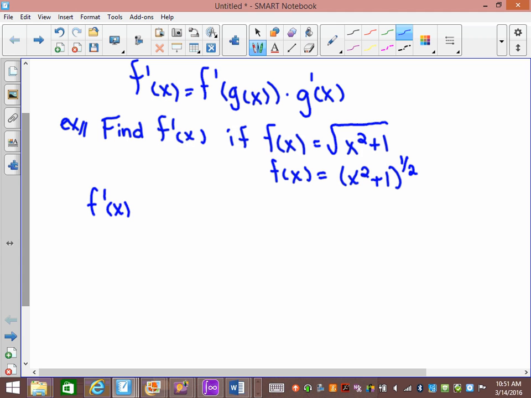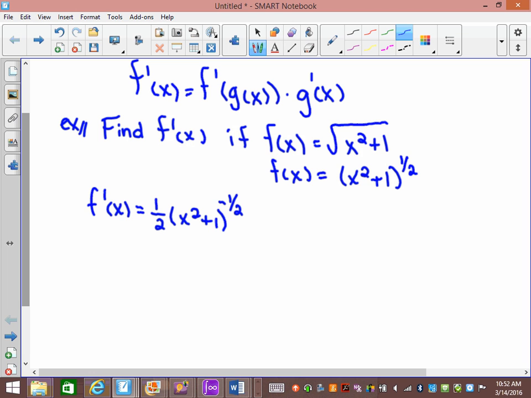We do the derivative of the outside first. So half drops in front. Now if this was just an x, we'd write it just as an x, right? So we're just going to write it as x squared plus 1. That does not change. And then we drop the exponent by 1. So a half minus 1 is negative a half. If x squared plus 1 was just an x, we'd be done, right?